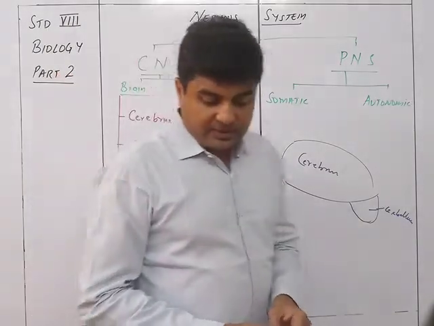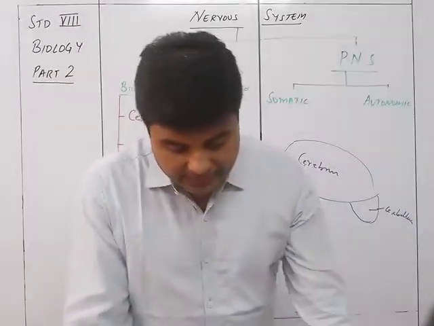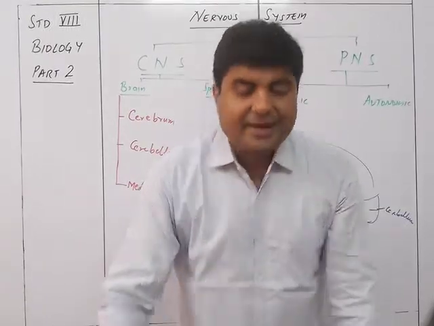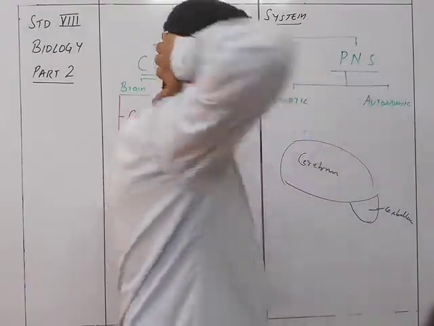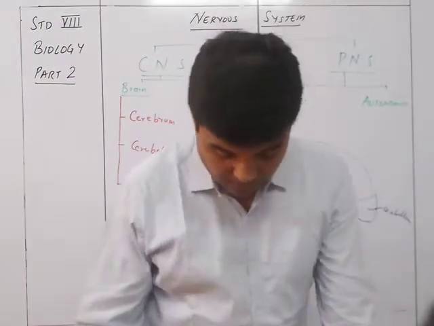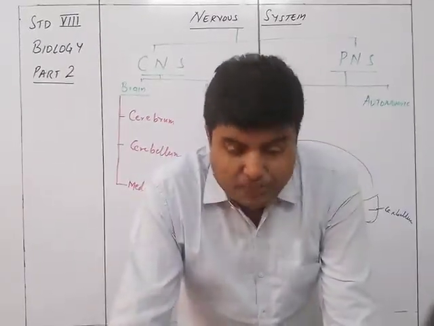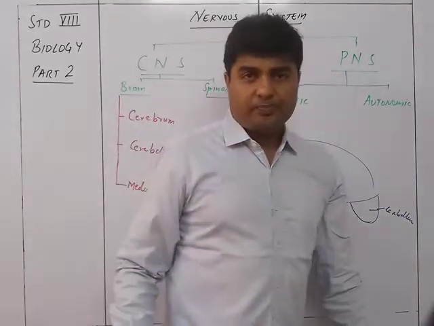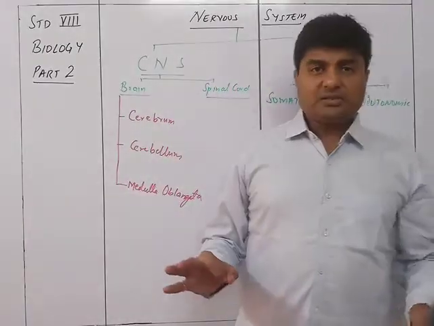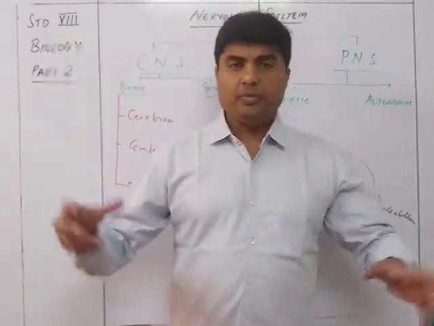So cerebellum is much smaller and is located under the cerebrum. So just somewhere here, here is the cerebellum. Its main function is to balance the body and to coordinate muscular activities. So balance the body. Body balance and muscle coordination.